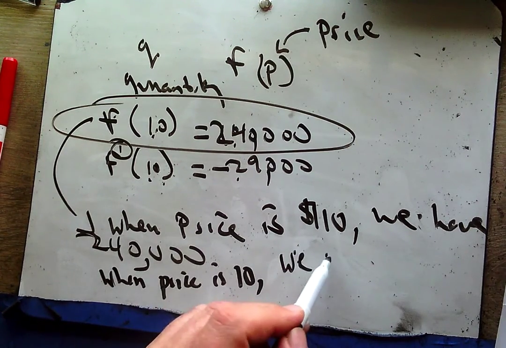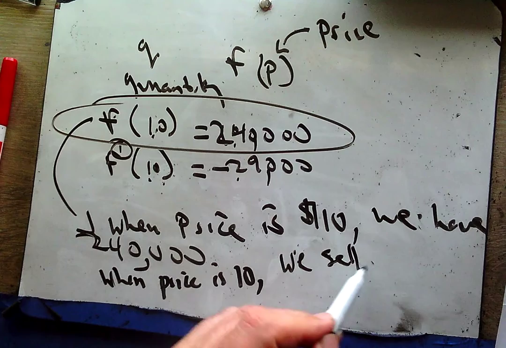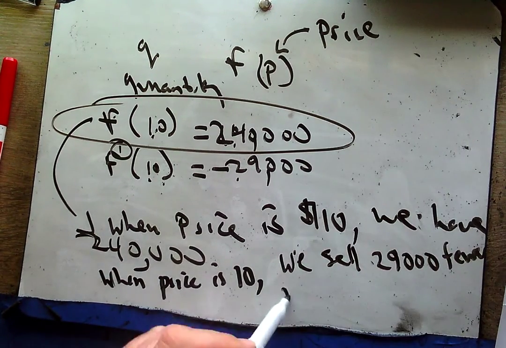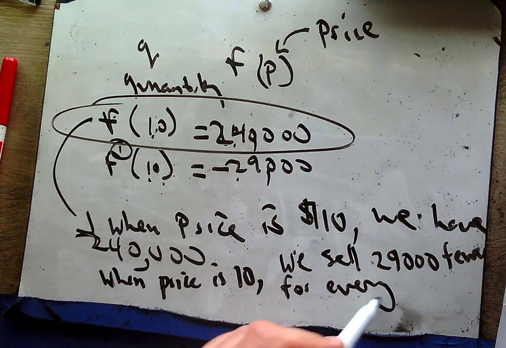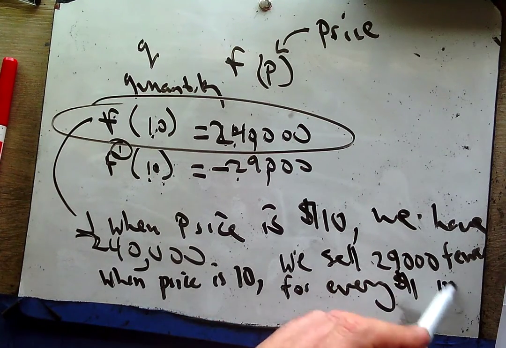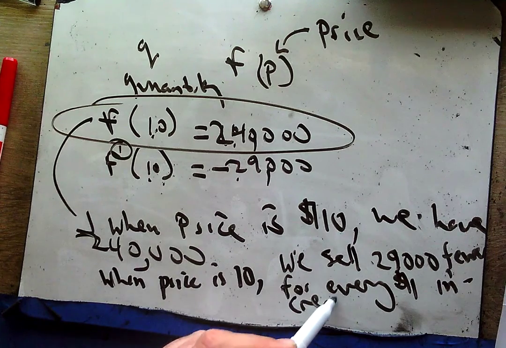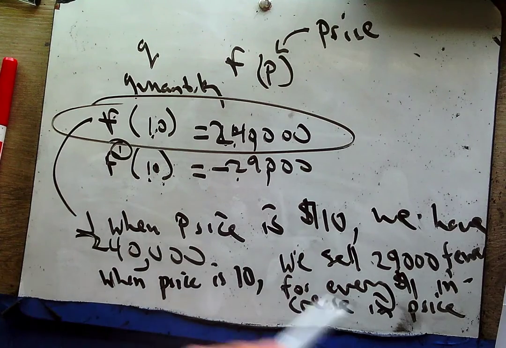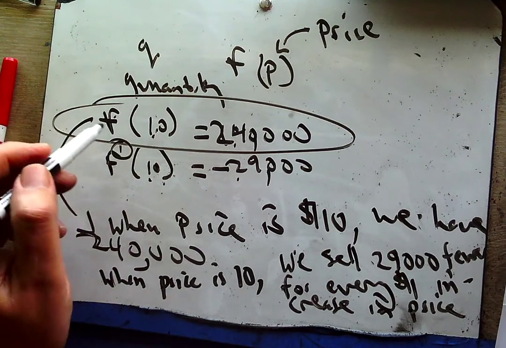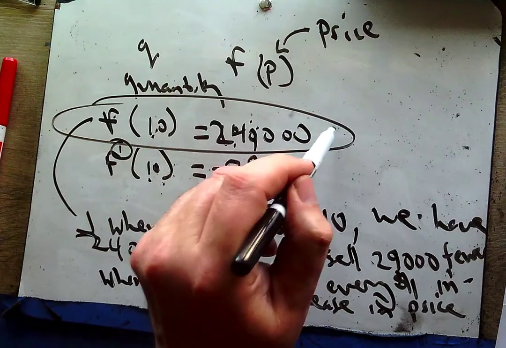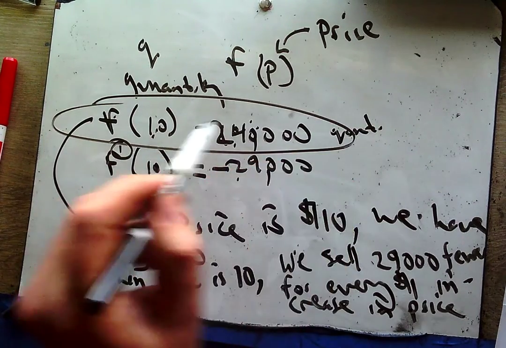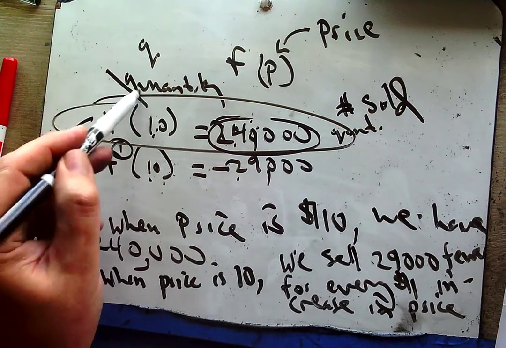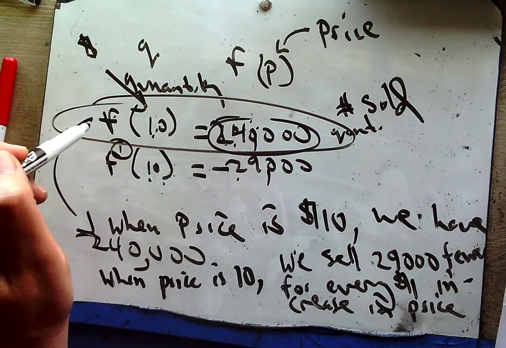We sell 29,000 fewer for every $1 increase in price. And I imagine that most of you are saying, what the hell is he talking about there? Well, let's think about this. This is quantity. This is items, okay? Items sold, number sold. And this is dollars.